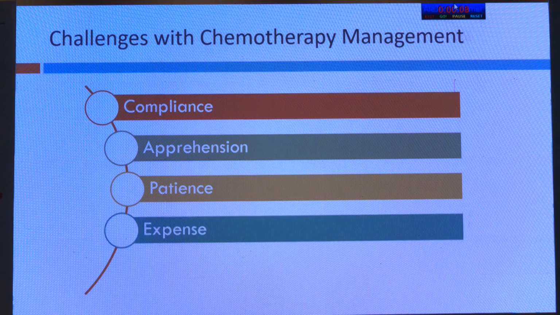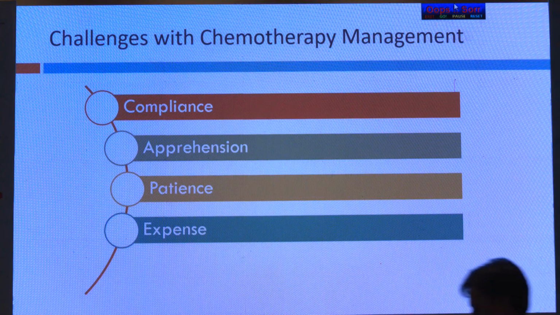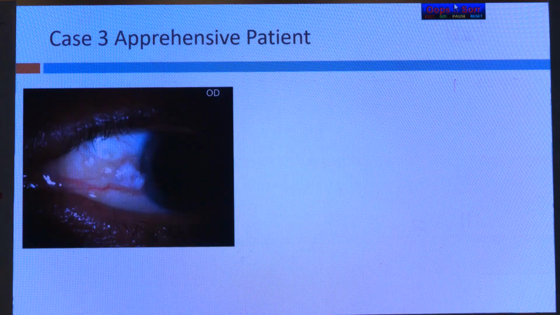Expense: although people say that interferon is just 700 rupees and it's not as expensive, it's not just the cost of the drug. The number of visits, the overall duration of the treatment, the number of visits that the patient is going to make over 3 months and 6 months, all that adds to the cost of the treatment. So you need to look into it, and the adverse effects of the drug.